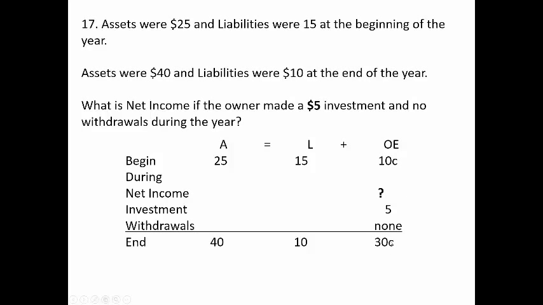Now the question is, how much of this $20 increase came from income? Well, if you know that there is $5 already included in this change based on the owner's investment, then there's only $15 left to account for, and that $15 left to account for would be how much of this change was due to income, or in this case net income. Okay, so it's $15 net income.